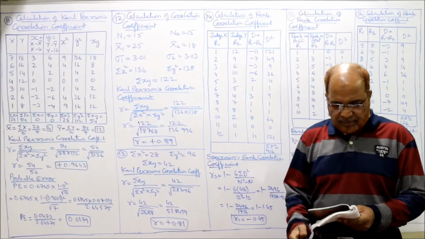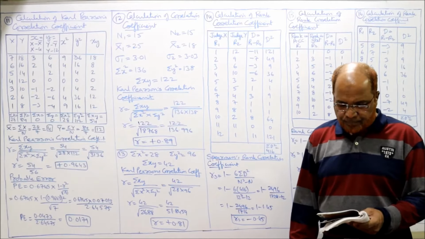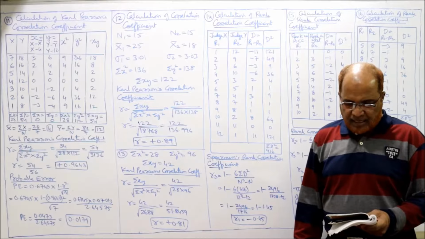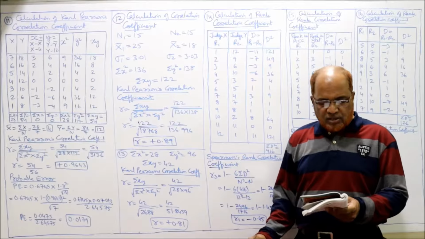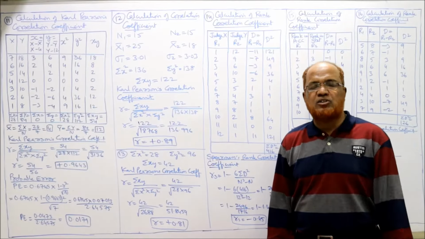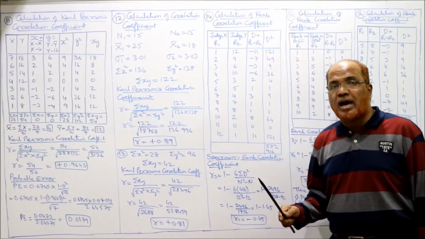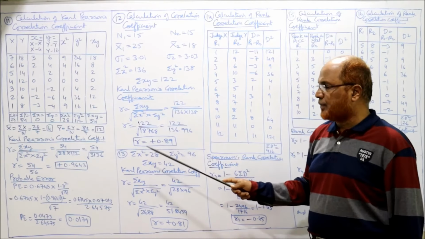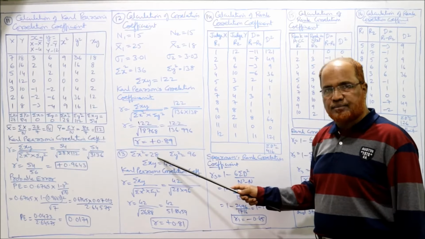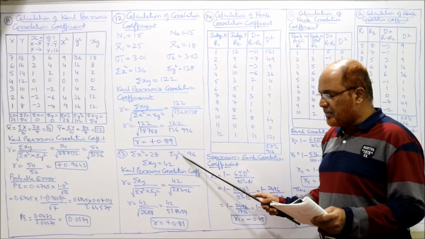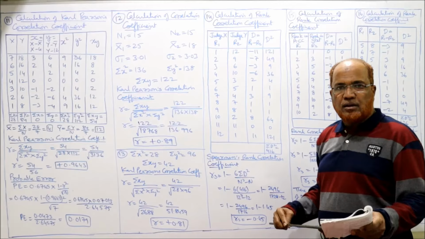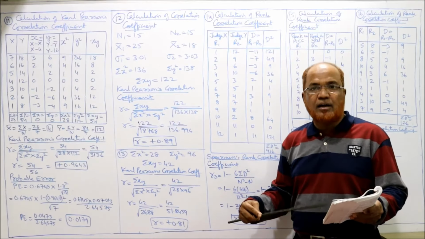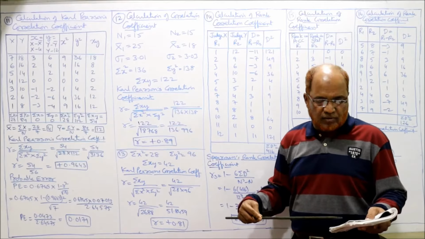Now see problem number 13. Given the following values of 10 pairs in two series X and Y, calculate the sum of the squares of deviations measured from the respective means. Sum of the squares of deviations taken from the respective mean. This is nothing but x square. So we are given summation x square 28 and summation y square 96. It is given in the problem. X series में sum of the squares of deviations 28 है, y series में sum of the squares of deviations 96 है.